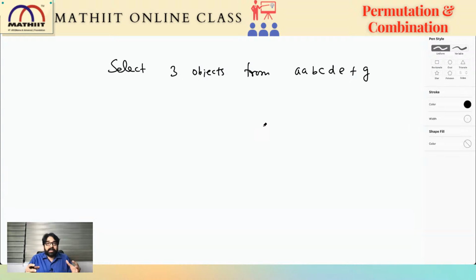But try to understand this basic question method. I want 3 objects. What will my mind say? I want x cube. I want x cube from where? From this.